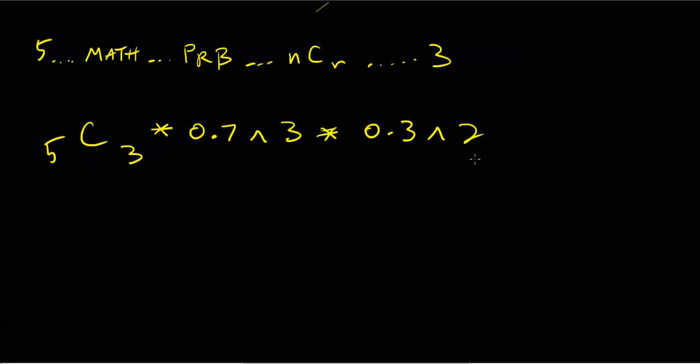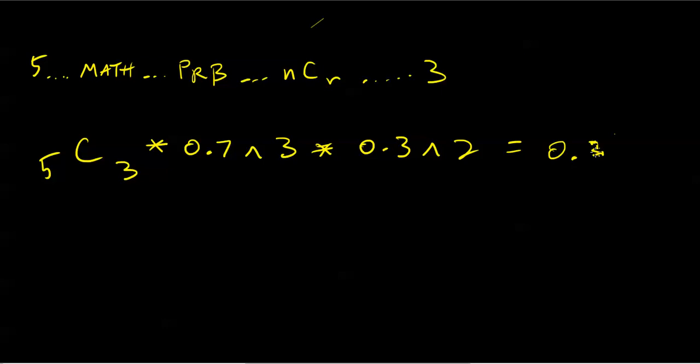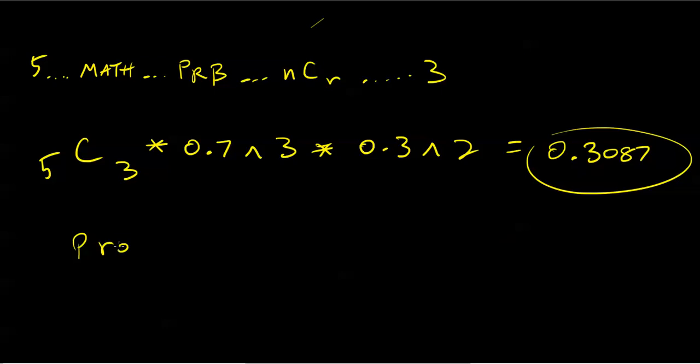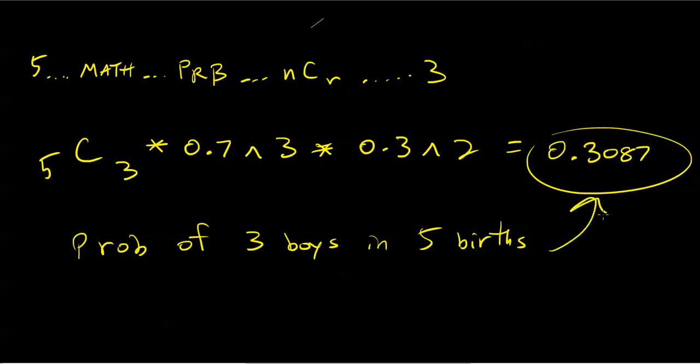Alright, so if I punch this out, just enter in these keystrokes, I get 0.3087. Okay, so that's the probability of 3 boys in 5 births when the probability of boy is 0.7 in any birth.